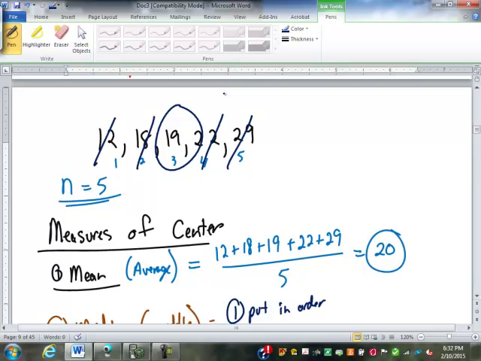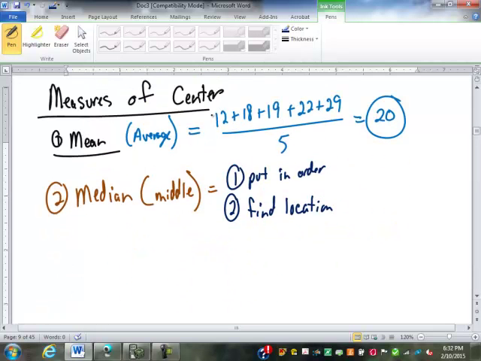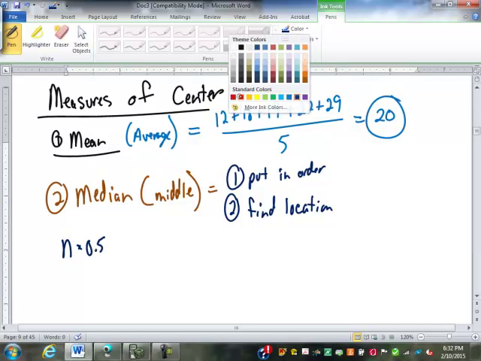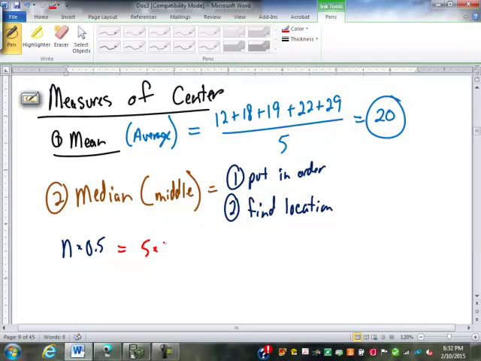But if it's a larger set of data, like 200 numbers or 300 numbers, we need to be able to find the location. And the way we do that is we take n times 0.5. So for this set of data, n is 5. So that'll be 5 times 0.5 is 2.5.